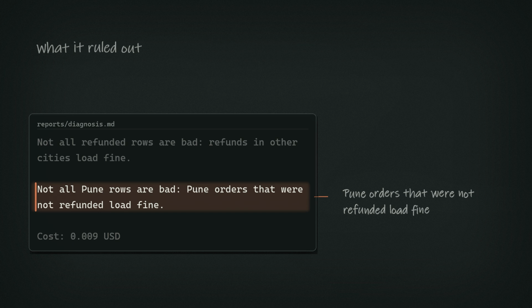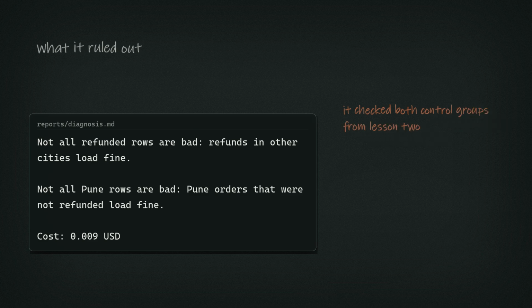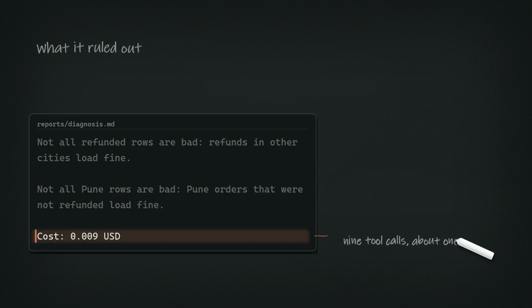It checked the control groups we planted in Lesson 2, and it did not fall for either of the obvious wrong answers. The find SQL uses column conditions rather than a hard-coded list of bad values, which means you can still run it tomorrow when the bad values are different ones. Total cost, about 1 cent.